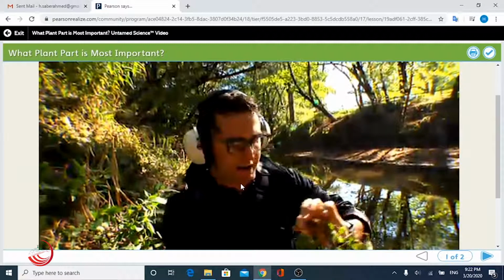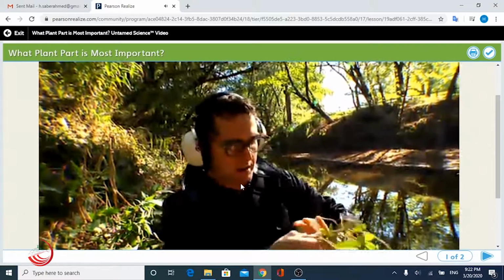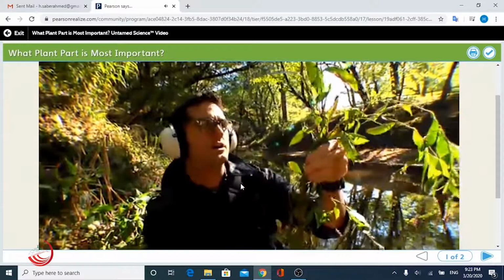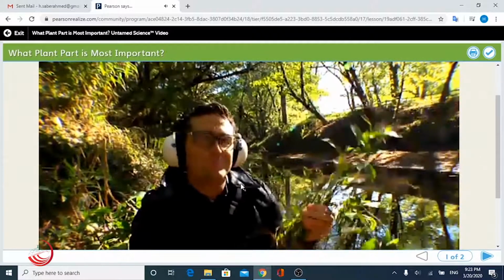Hey kids, can the plant live without roots? What is the function of the root for the plant? A plant needs that for water and nutrients to survive. Yes, you heard. The plant needs the roots to take in water and nutrients.